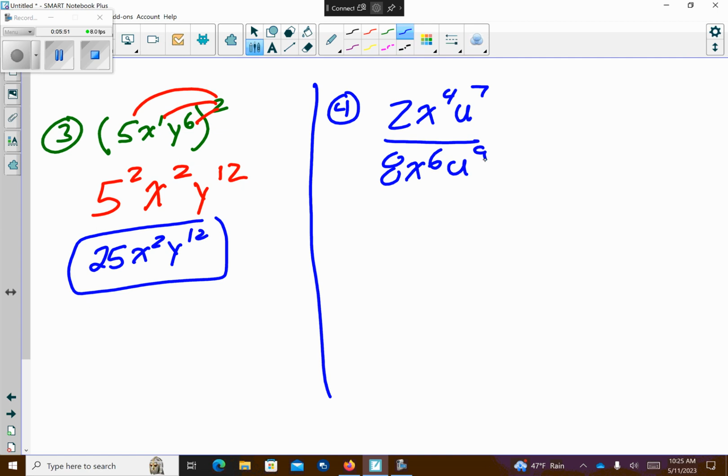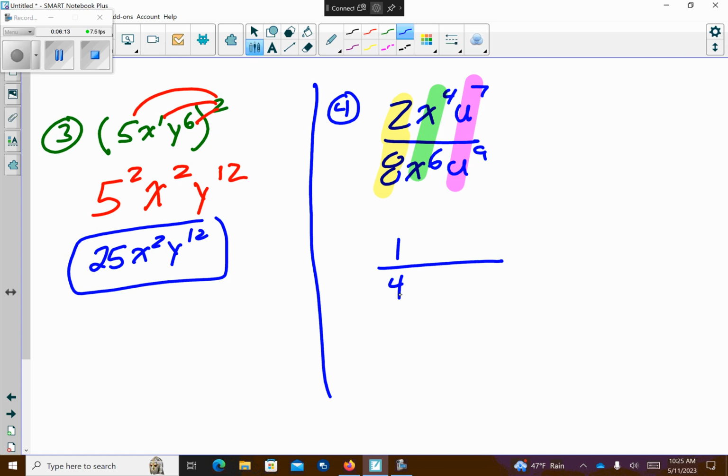All right. A couple of things to think about. There's something I can do with the 2 and the 8. There's something that's going to take place with the x's. There's something going to take place with the u's. What's 2 over 8? 1/4. Okay, I'm going to just put a 1 right there. I don't know if I need it. It's okay if we leave it there.